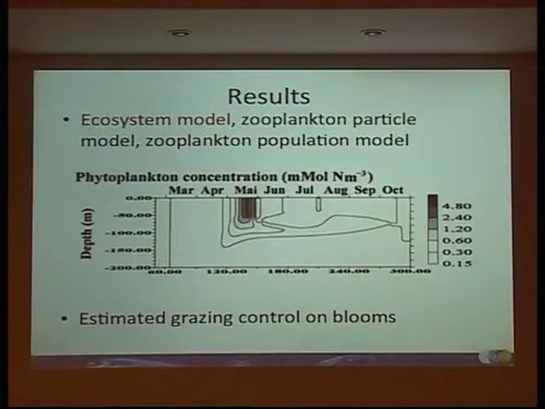The results from this model: you can do things like this is the phytoplankton concentration, and because there is a link directly between the zooplankton, each of the stages, and the phytoplankton, you can in fact estimate grazing control on phytoplankton blooms. You could do that in the aggregate kind of models that we heard about yesterday, but in this case you can say it's the adults doing it, not the smaller ones, or vice versa, and you can apportion what is actually controlling the distribution of this phytoplankton bloom.